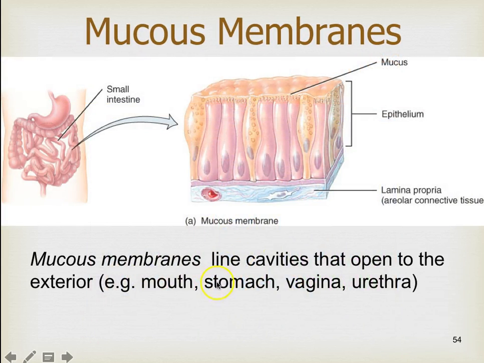Mucous membranes line areas that are open to the exterior: mouth, stomach, vagina, urethra, right? The other thing with mucous membranes is that it's reasonably easy for certain illness-causing bacteria to get across them. It's one of the reasons why we tell people, wash your hands. Do not put things in your mouth. Even in your eye, you have mucous membranes, so don't rub your eyes. Don't pick your nose. Those kinds of things, because you can transfer infections, even viruses, very easily across mucous membranes.